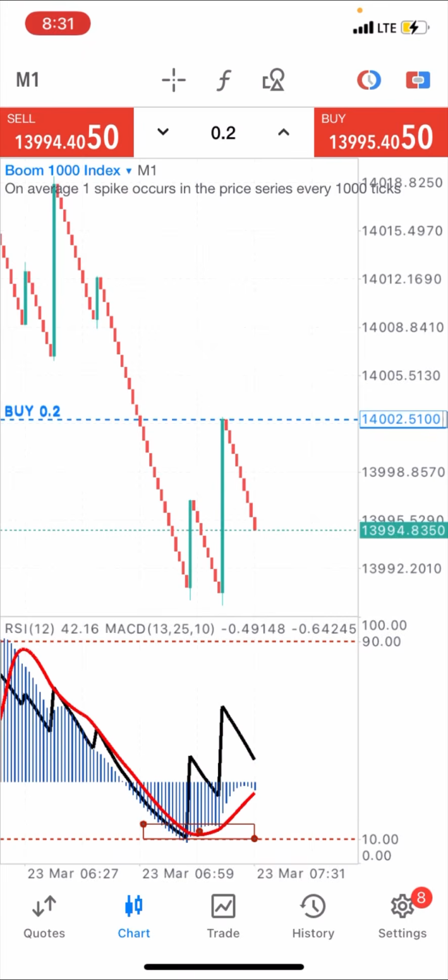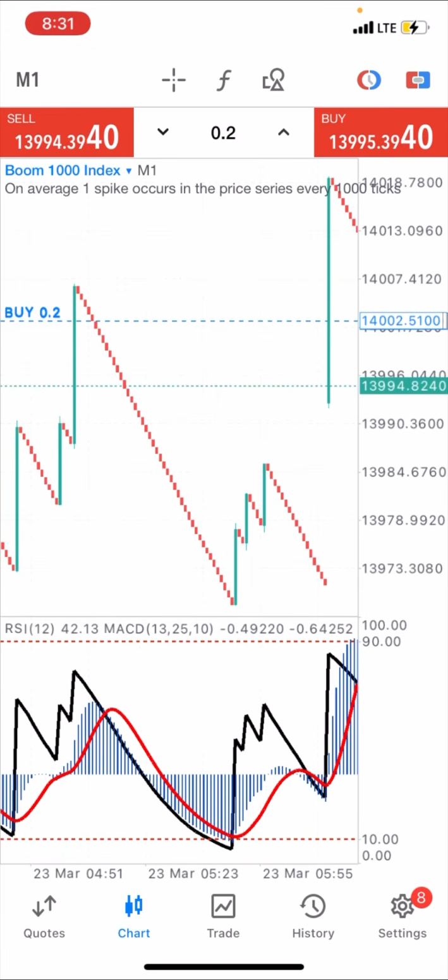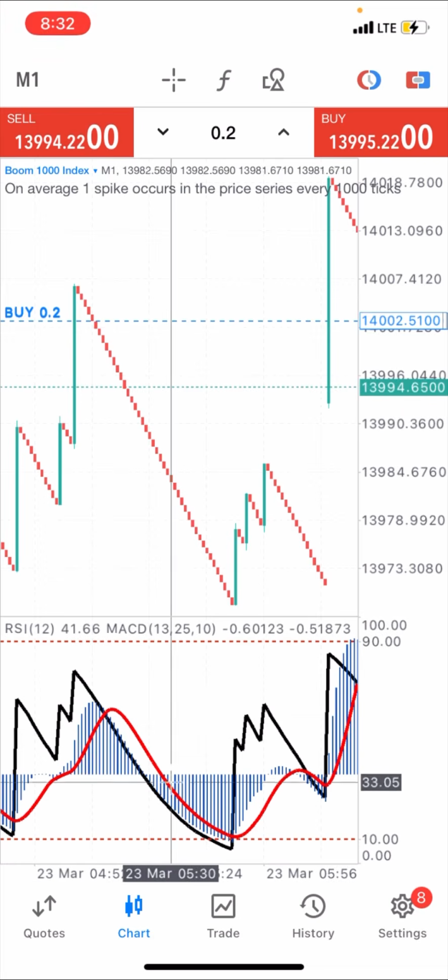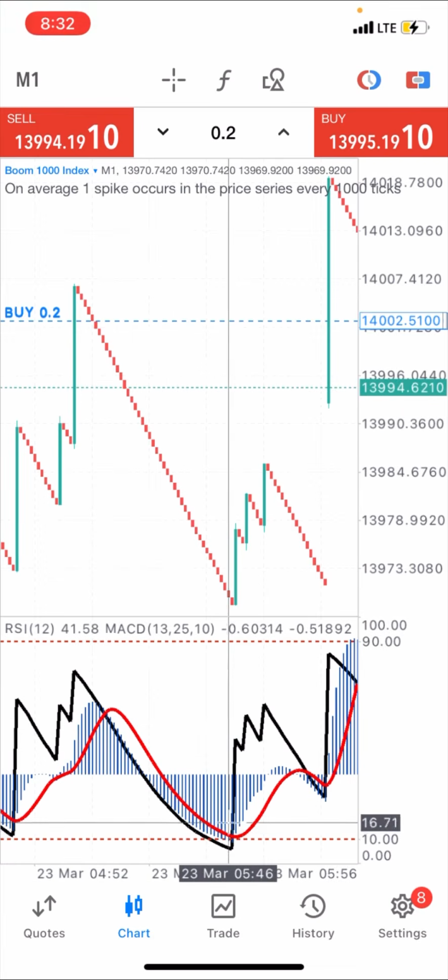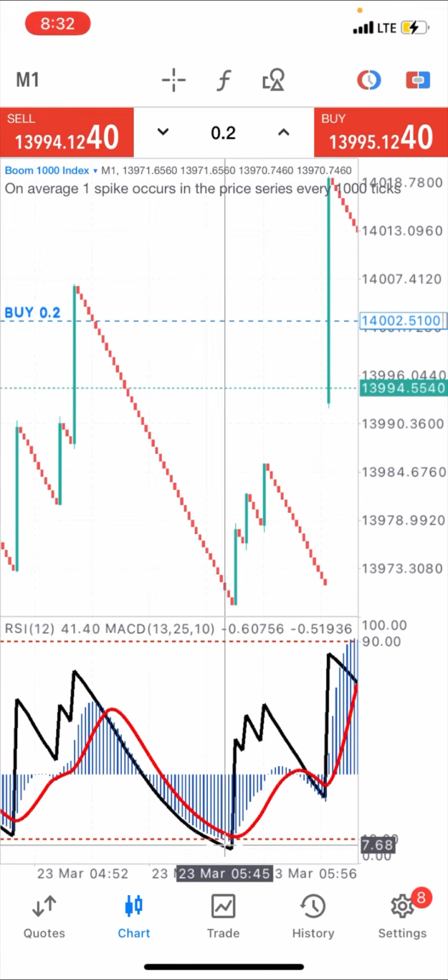So after all the price action analysis, you just need to come to the 1 minute time frame and look out for when the black line and the red line converge around this level, and then when the black line is going to cross over.